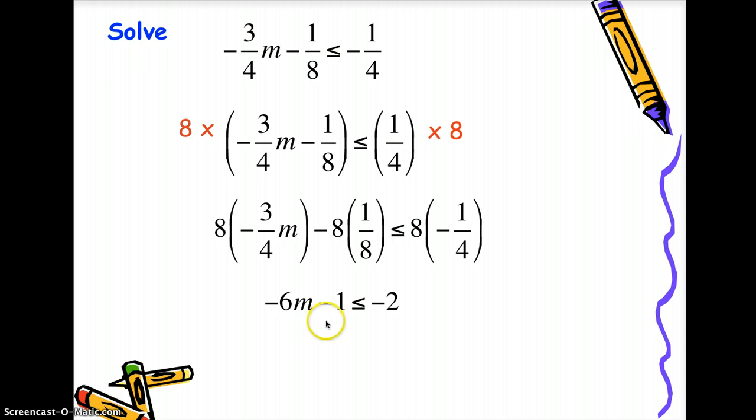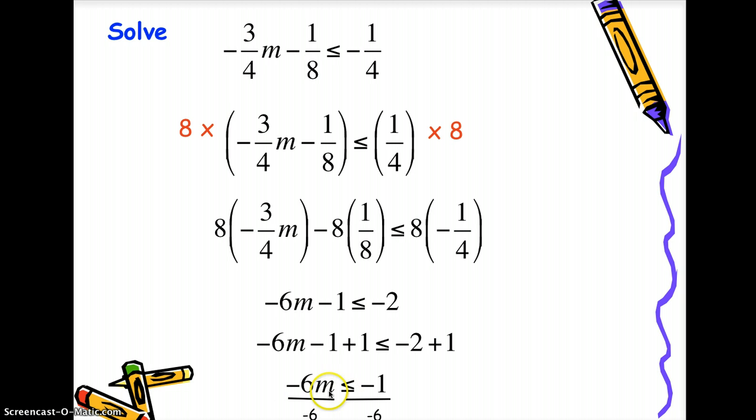So keep simplifying this equation. We are now going to add 1 on both sides to remove this minus 1. So then we have negative 6m minus 1 plus 1, 0, and then negative 2 plus 1 is negative 1. So then we're going to divide both sides by negative 6.